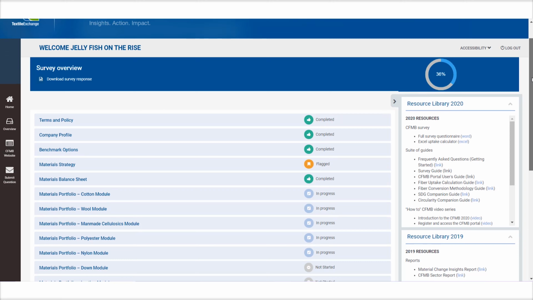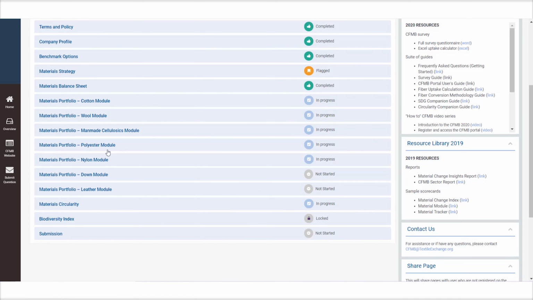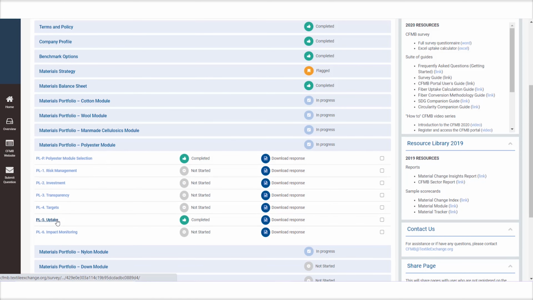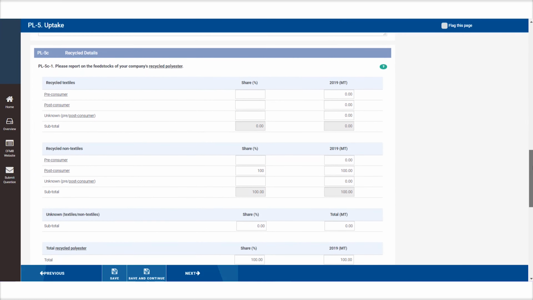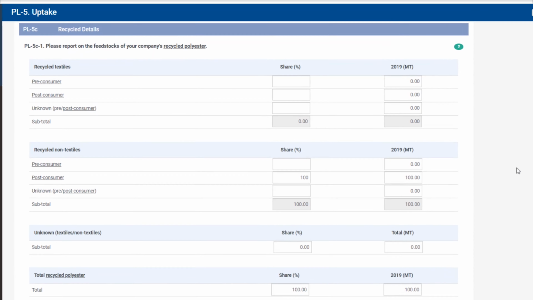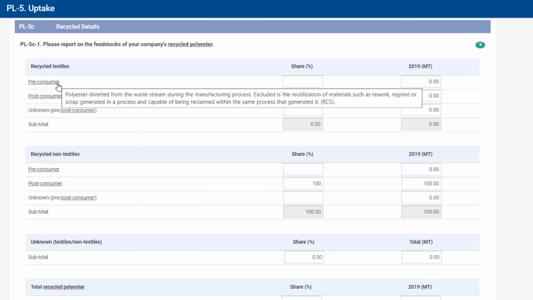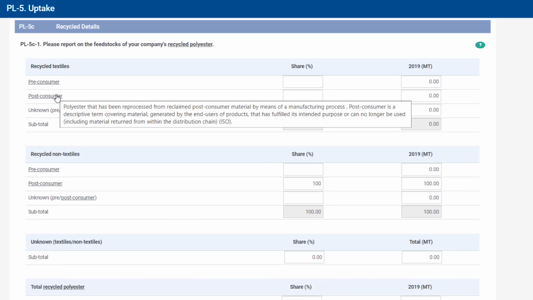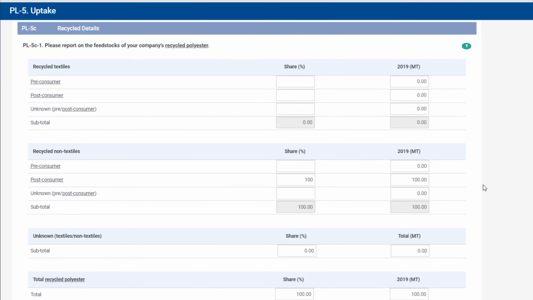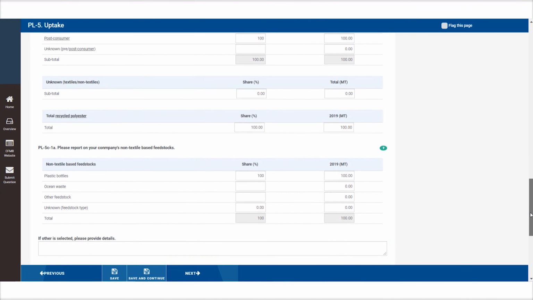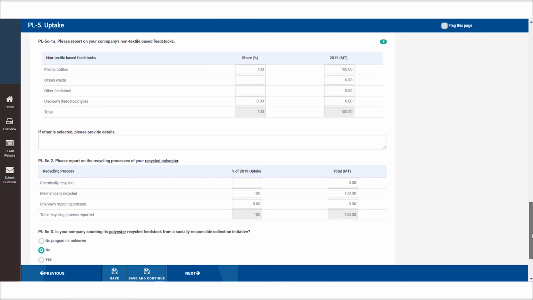The polyester and nylon modules ask for detailed information on all polyester and polyamide materials your company has sourced. As a reminder, definitions of any of the underlined words or terms such as pre-consumer, post-consumer recycled materials, etc., are available by hovering over this in the survey. If any non-textile based feedstock is reported in either of these modules, we ask if you can please indicate the source of that feedstock, i.e., whether it is derived from plastic bottles, ocean waste, something else, or if it's not known.